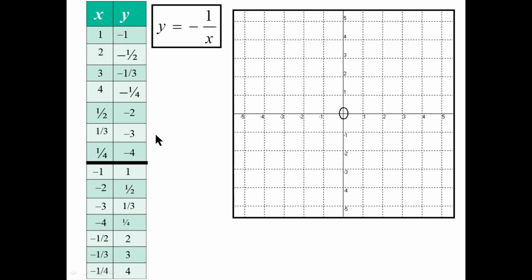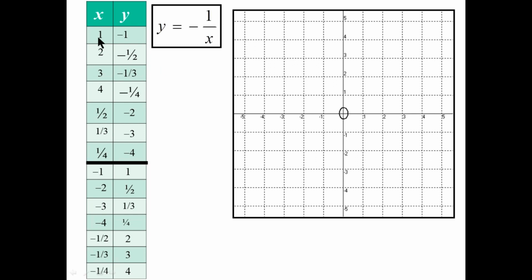Let's take a look at y equals -1 over x. It will have the same table of values except for all the y values that used to be positive are now negative because y equals -1 over x. These used to be positive in the previous graph, but now they're negative, while these used to be negative in the previous graph, but now they're all positive because a negative turns out positive.